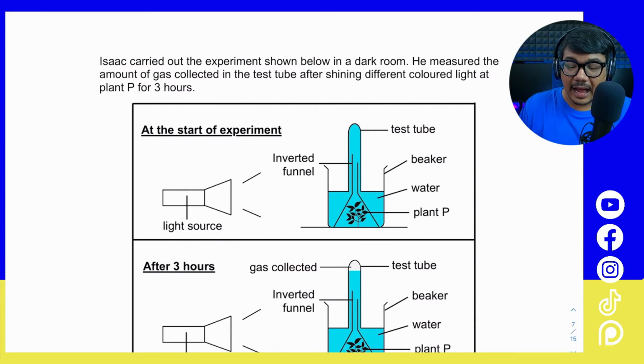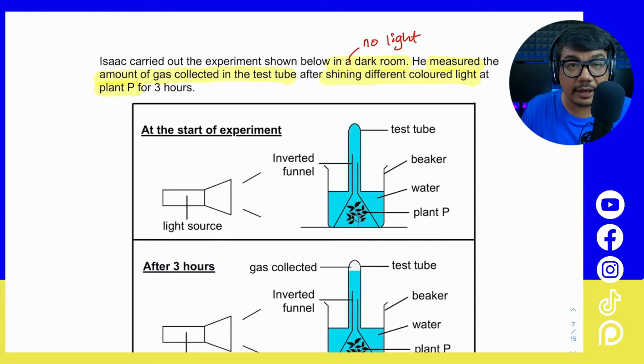The question reads, Isaac carried out the experiment shown below in a dark room. What is important here is that it is in a dark room, because that simply means there is no light source. Then he measured the amount of gas collected in the test tube after shining different colored light at plant P.